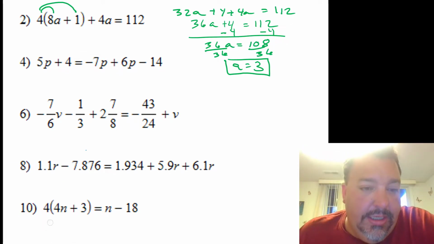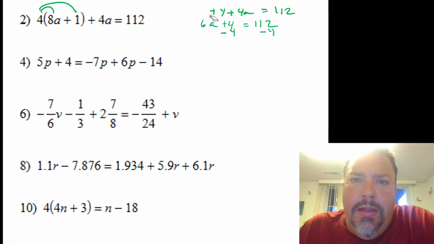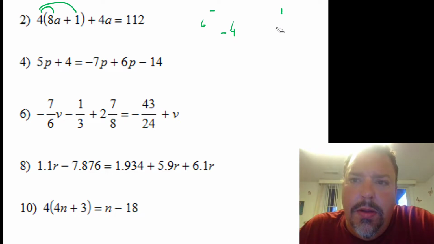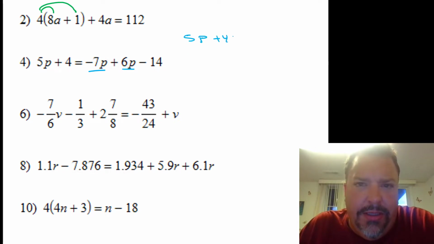All right, so let's try another one. So for number 4, let's erase this. For number 4, again, we can't simplify anything on the left. On the right side, we can combine like terms. So let's put these two together. So it's going to give us 5p plus 4 equals, actually, negative 1p, sorry. So we got negative 7 plus 6 is negative p, minus 14.